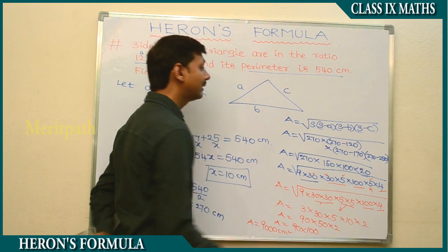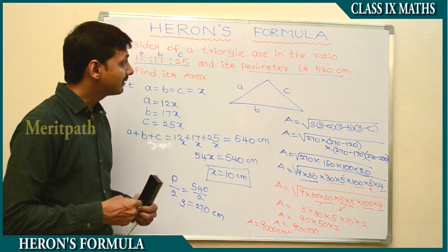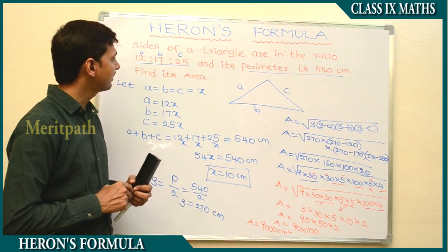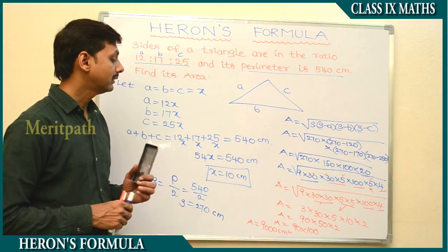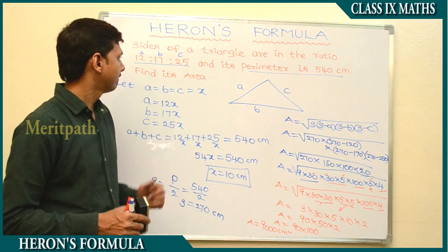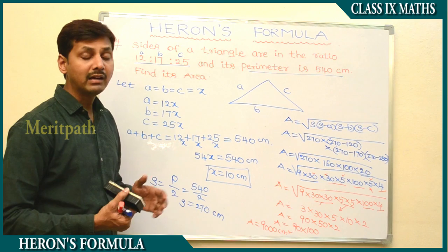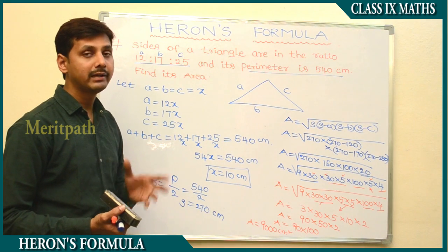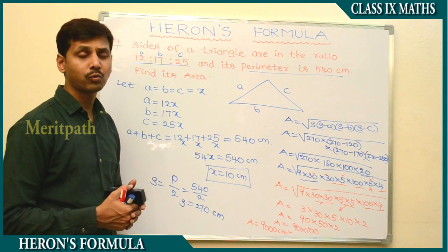So the area of a triangle whose sides are in the ratio of 12 is to 17 is to 25, and whose perimeter is 9,000 centimeters square. In this manner we can find the area of a triangle. So let's go to the next problem.